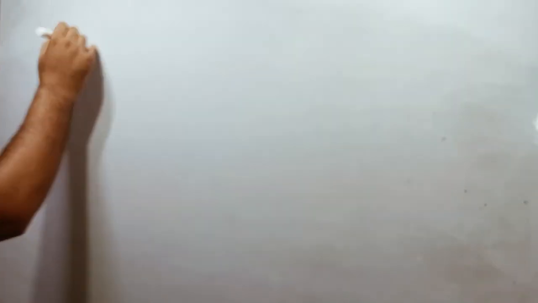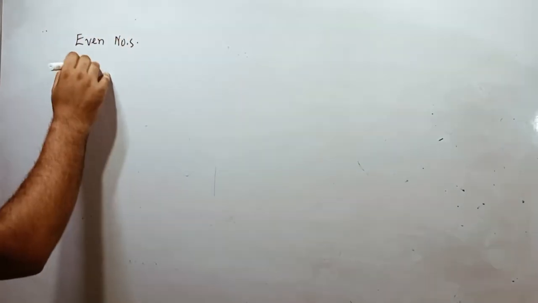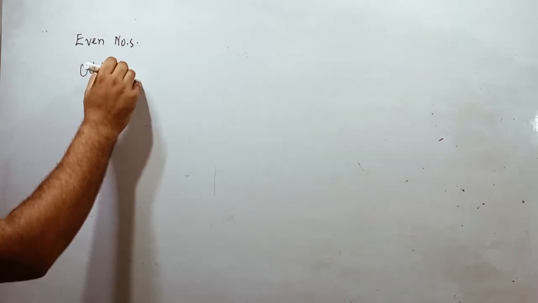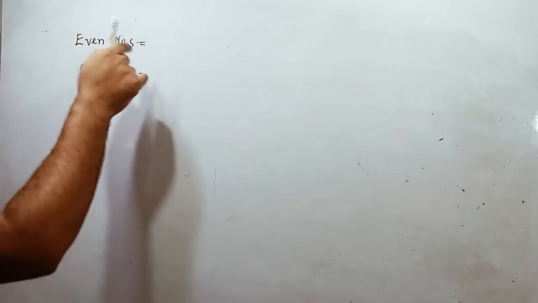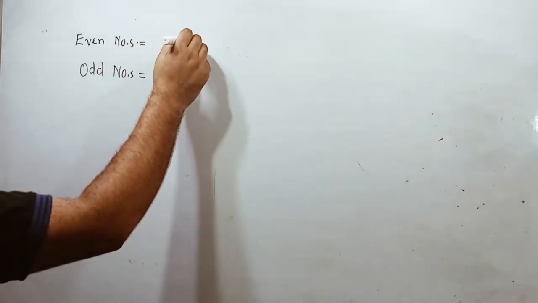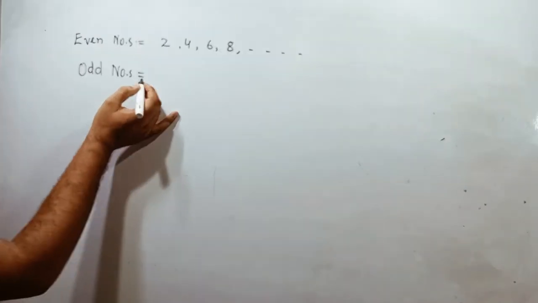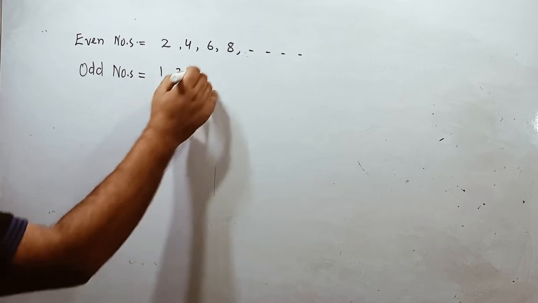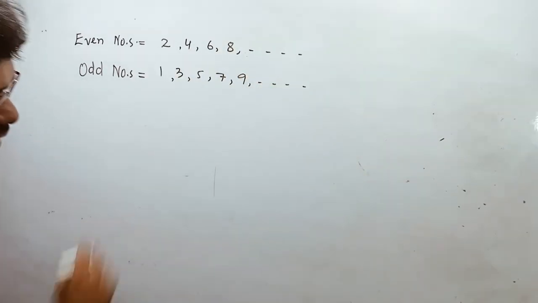Next we have even numbers, and we have odd numbers. Even numbers are those numbers which are divisible by 2. That's, it starts from 2, 4, 6, 8 and so on. And here odd numbers are 1, 3, 5, 7, 9 and etc.